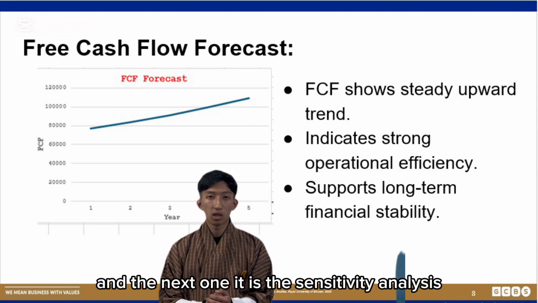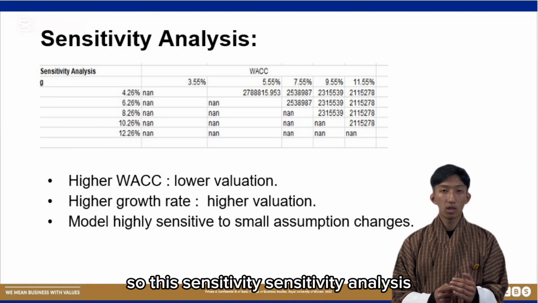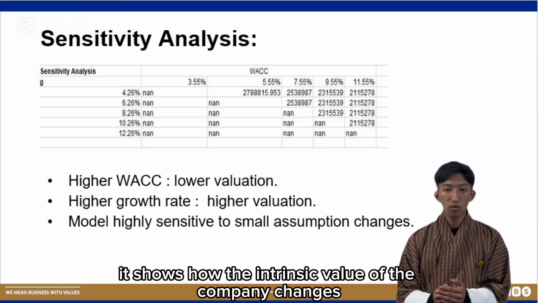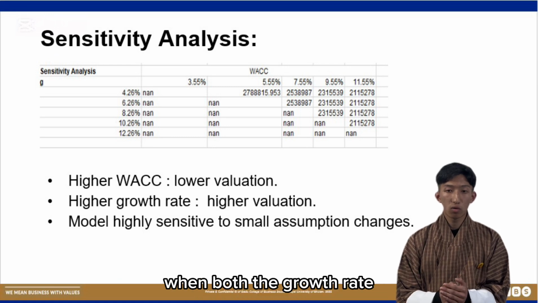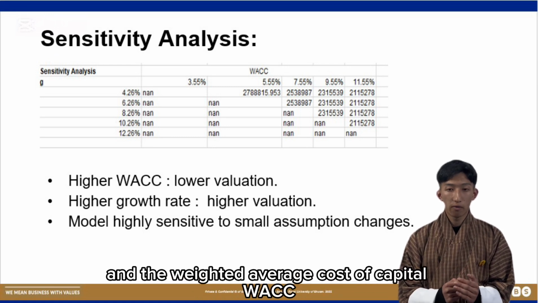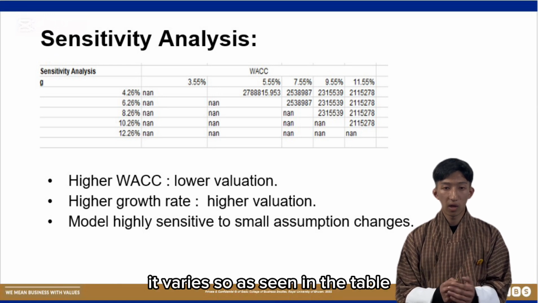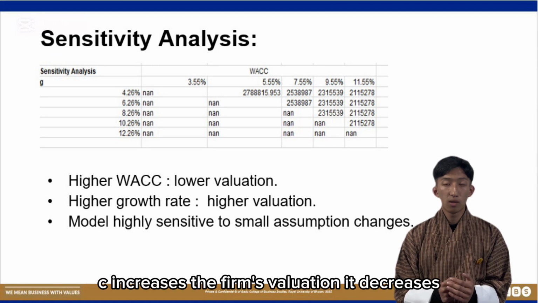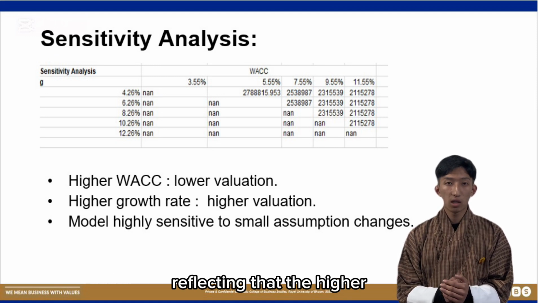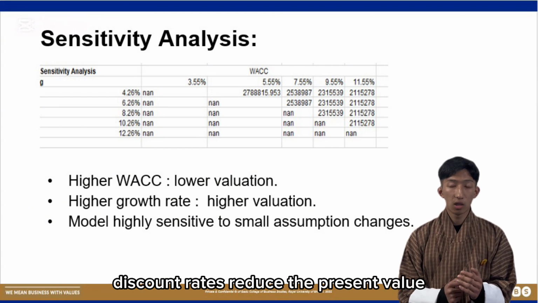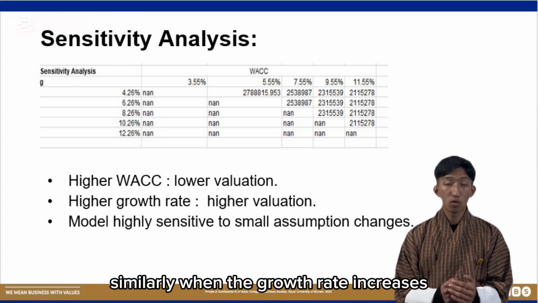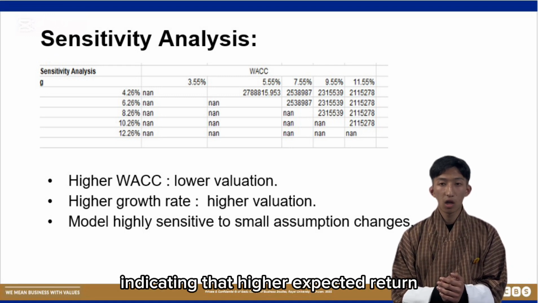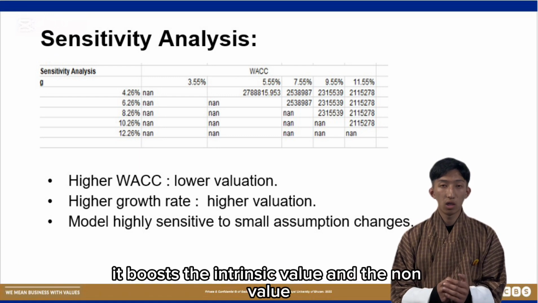And the next one is the sensitivity analysis. This sensitivity analysis shows how the intrinsic value of the company changes when both the growth rate and the weighted average cost of capital, WACC, vary. As seen in the table, when WACC increases, the firm's valuation decreases, reflecting that higher discount rates reduce the present value. Similarly, when the growth rate increases, the valuation rises, indicating that higher expected future growth boosts the intrinsic value.